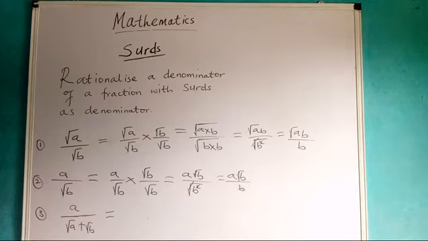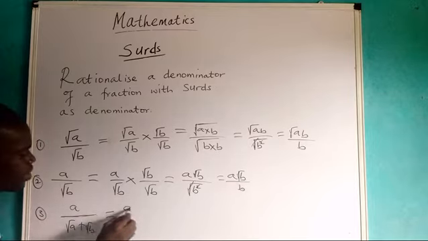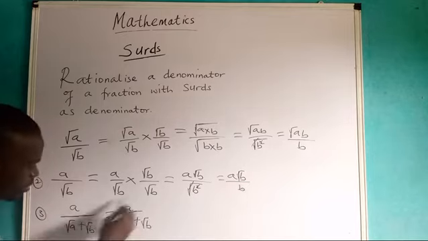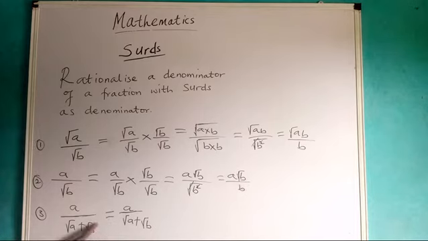Now, what is the conjugate of this very one? The conjugate of this one is going to be negative, that is saying root A minus root B. Therefore, I will use that conjugate to rationalize the fraction. That is to say A over root A plus root B. This is the original fraction. I will now take the conjugate of this one.